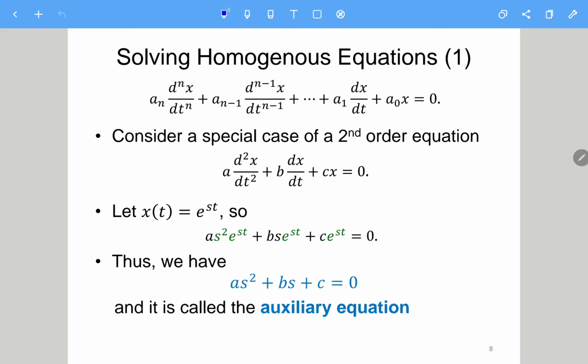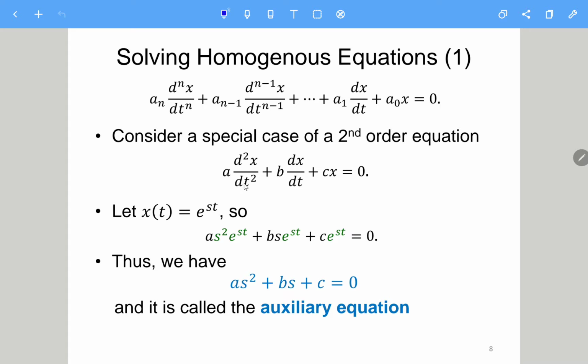Okay, so let me talk about this one. The first step is to solve the homogeneous equation, which means that if we just let g of t be 0, or maybe you can just remove the g of t, so the right side is 0, and this one is called the homogeneous equation. And then, so this is the nth order.